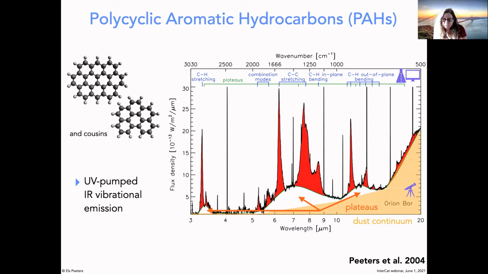And so the other thing to be aware of is that this PAH emission sits on top of a dust continuum emission, which is highlighted in yellow. And depending on who you talk to or which paper you're reading, the PAH features also sit on top of these plateaus, which are these broad bumps indicated by the arrows. Sometimes in the literature, these plateaus are taken as the base of the Lorentzian or Drude wings of the features themselves.